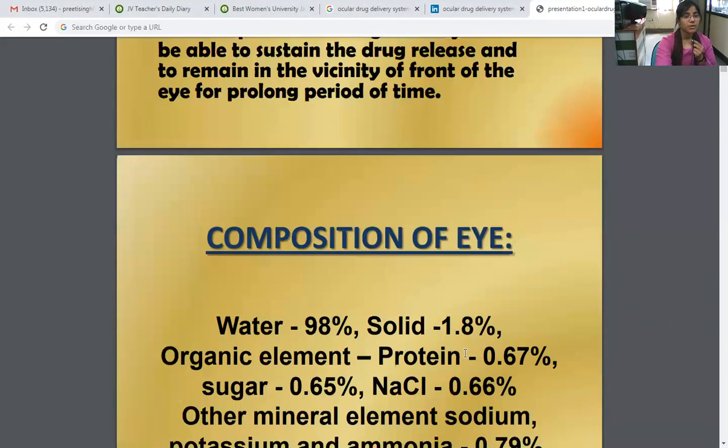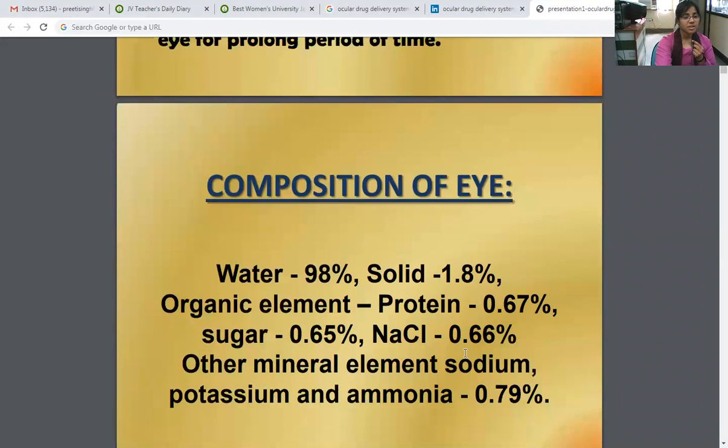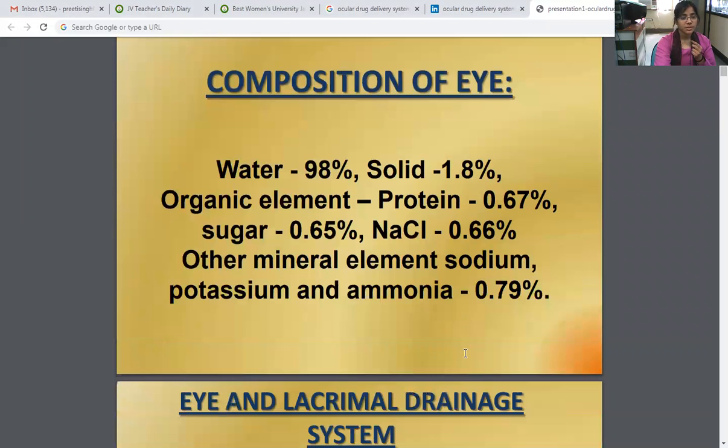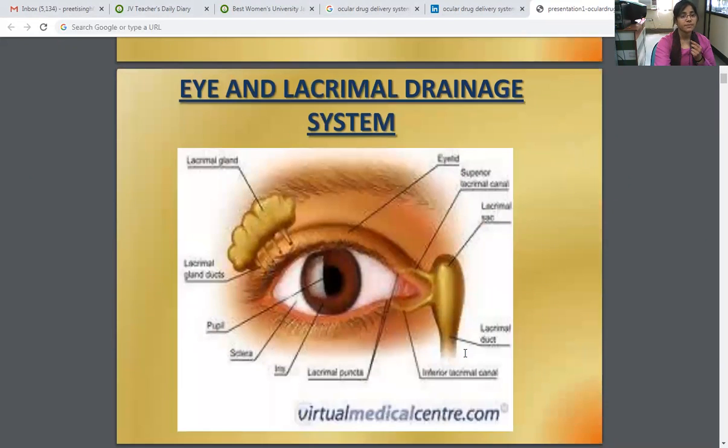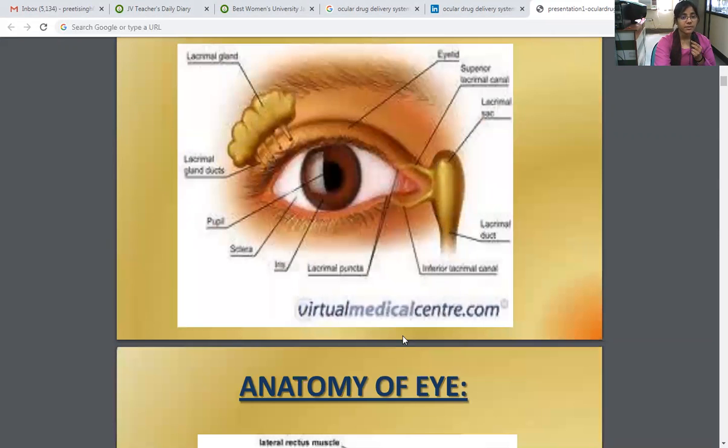So the composition of the eye: water is 98%, solid 1.8%, organic elements protein 0.67% and sugar 0.65%, NaCl 0.66%, other mineral elements sodium, potassium and ammonia 0.79%. And the eye and lacrimal drainage system. This is the structure of the eye and this is the eyelid.